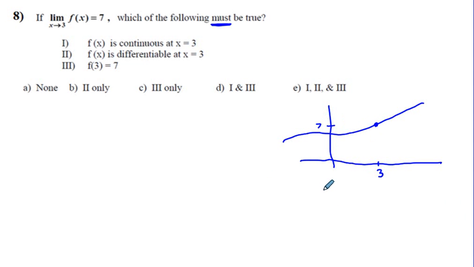But there is another possibility. What if instead we had a hole where x equals 3, like this? Well, in this case, this meets the requirement: the limit as x approaches 3 of f(x) equals 7. Is f continuous at x equals 3? No, it is not in this case. Is f(x) differentiable? No, it is not, because f(x) is not continuous. Does f(3) equal 7? No, it does not. And so, as far as must being true, none of these three items must be true, and therefore the answer choice is A, none.